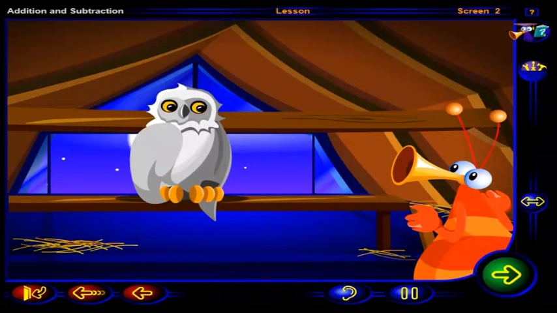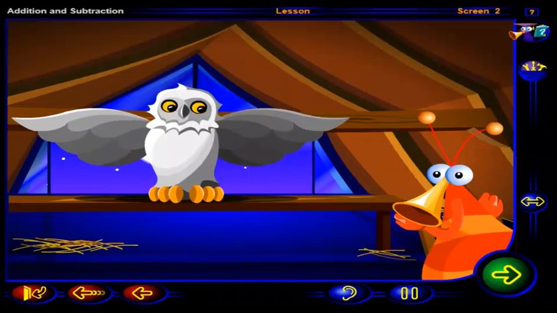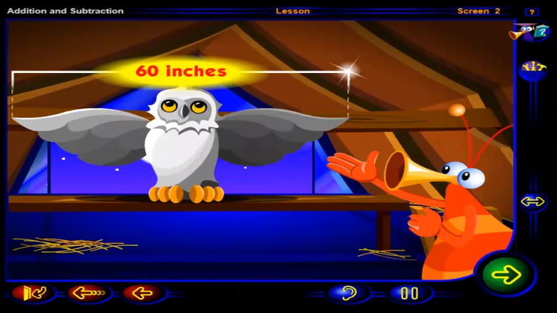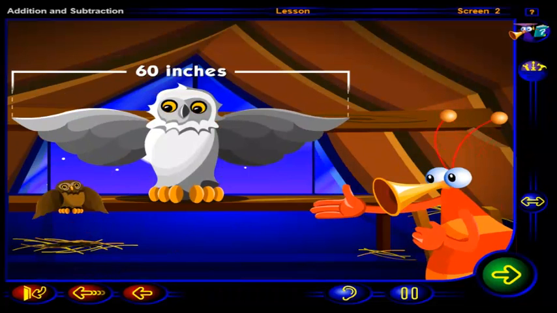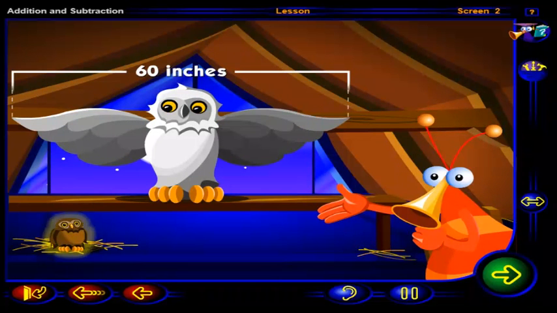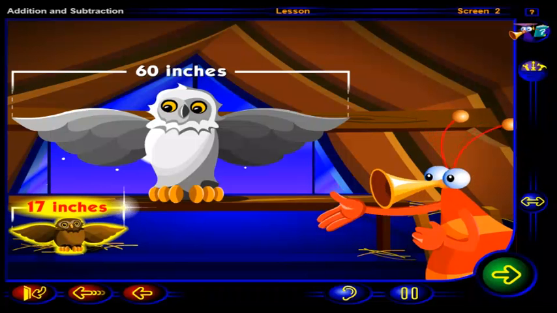So this is where you are. Wow! The snowy owl sure can stretch its wings. That's because it has a wingspan of 60 inches. I wonder what the wingspan of a pygmy owl is. Click on the pygmy owl. This pygmy owl has a wingspan of 17 inches.